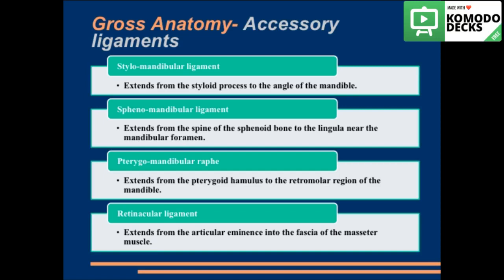part of which are the stylomandibular ligament from the styloid process to the mandible angle, the sphenomandibular ligament starting from the spine of the sphenoid bone to the lingula in the mandible, the pterygomandibular ligament, which extends from the pterygoid hamulus to the retromolar region of the mandible, and the retinacular ligament from the articular eminence to the fascia of the masseter muscle.